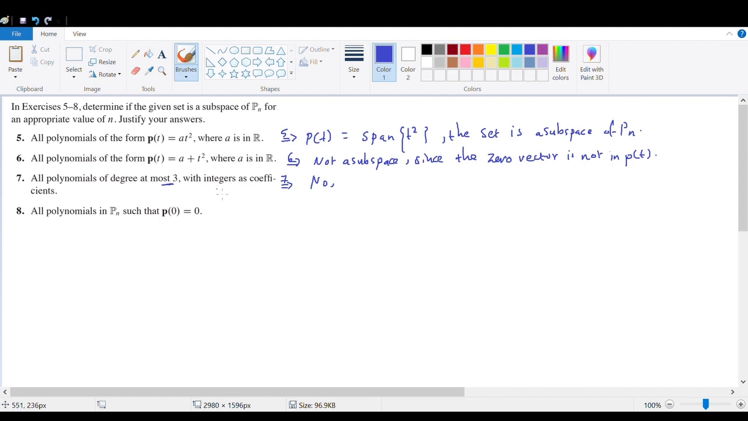يعني إن إحنا عندنا البولينوميال هنا الكوفيشنت مالهم عبارة عن integers. لما أجي أضربها by scalar which is not an integer بيطلع لي polynomial with non-integer. إذن the new polynomial is not in the set of polynomials with integer coefficients. So that's why it is not closed under scalar multiplication. So no, because it is not closed under multiplication by a scalar.